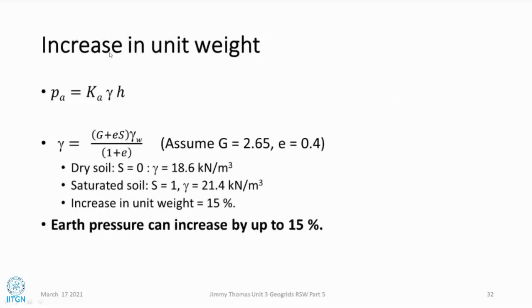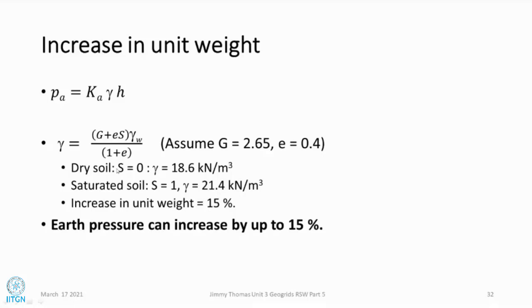So let us do a simple calculation, like how much effect in unit weight, how earth pressure will be due to water. So lateral earth pressure is Ka into gamma H. So gamma, we have this formula like that. So assume G is equal to 2.65, e is equal to 0.4. Let us assume a well compacted soil.